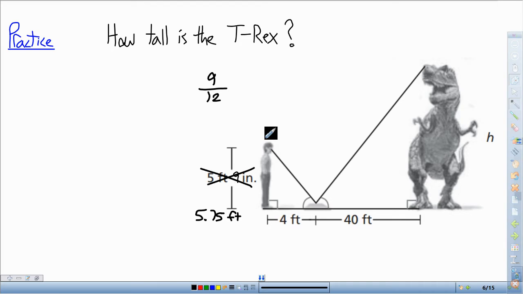All right, so from here, I'm going to have you guys go ahead and make the proportion and try this out. All right, corresponding sides are the heights of the two things, and then the shadows. Okay, so make your proportion and see if you can figure out the height of that T-Rex.